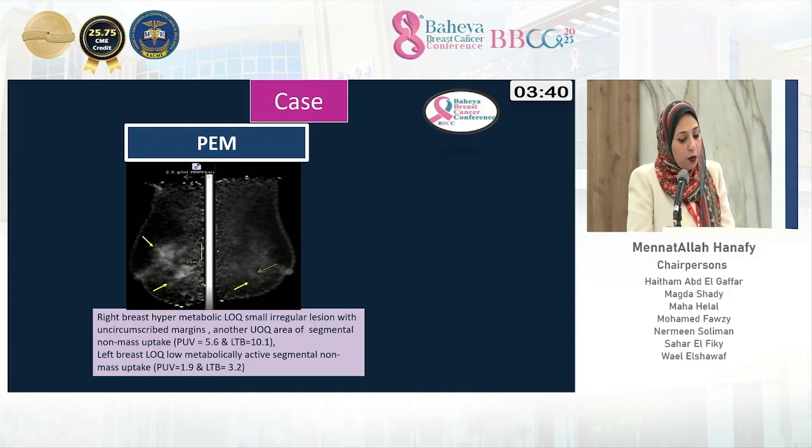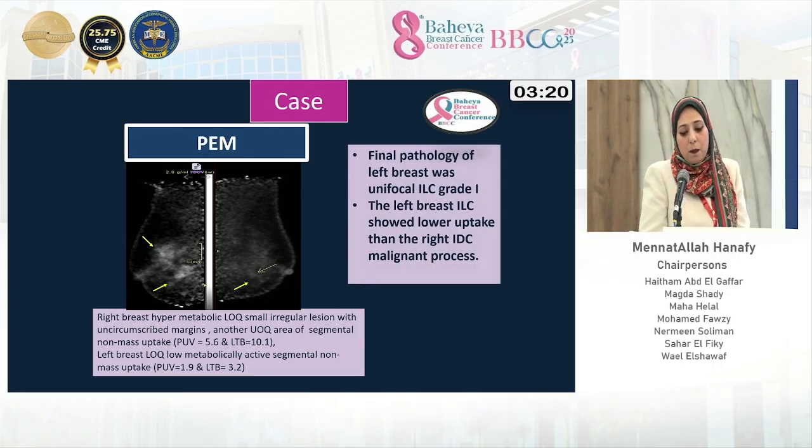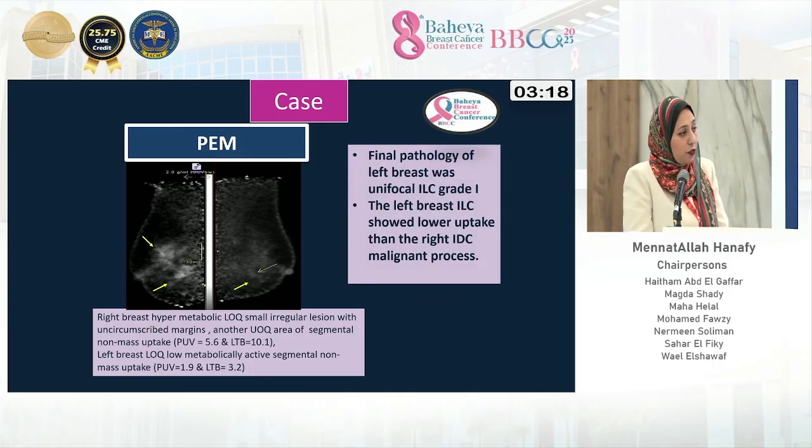The PEM was performed revealing right breast hypermetabolic lower outer quadrant small irregular lesion with uncircumscribed margin with SUV uptake 5.6 and LTP 10, while the left breast showed lower outer quadrant low metabolically active segmental non-mass uptake. Final pathology of the left breast was unifocal invasive lobular carcinoma grade 1. In this case, the left breast invasive lobular carcinoma showed lower uptake compared to the right invasive ductal carcinoma malignant process.